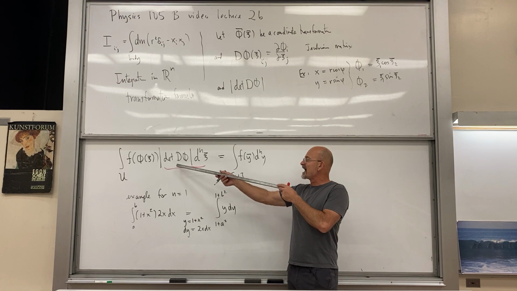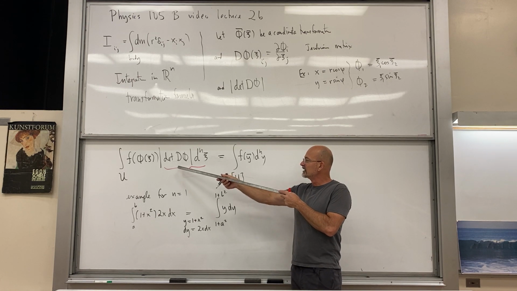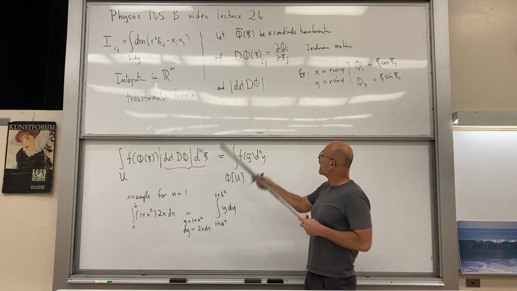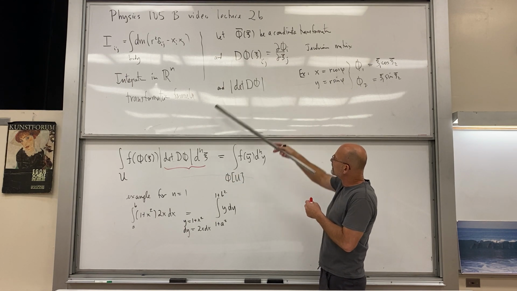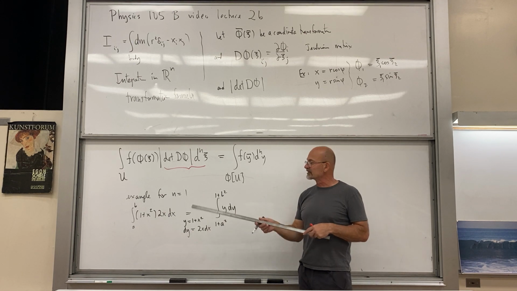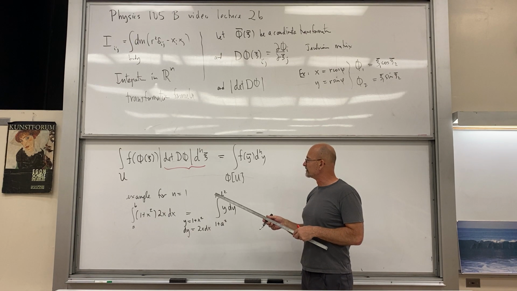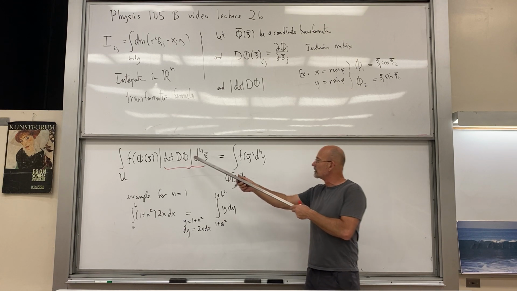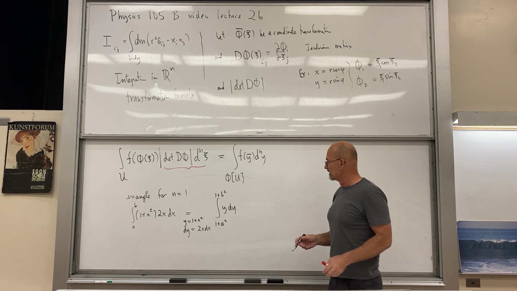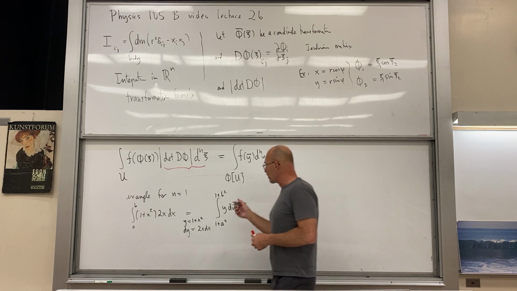If you're able to diagonalize this matrix, then in its diagonal form, its determinant is just the product of all the diagonals. And so the new versus the old volume element is actually pretty clear. Okay, let me rewrite this one more time.